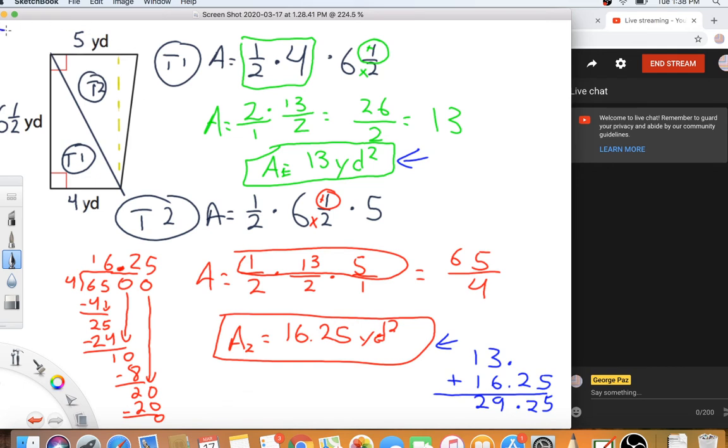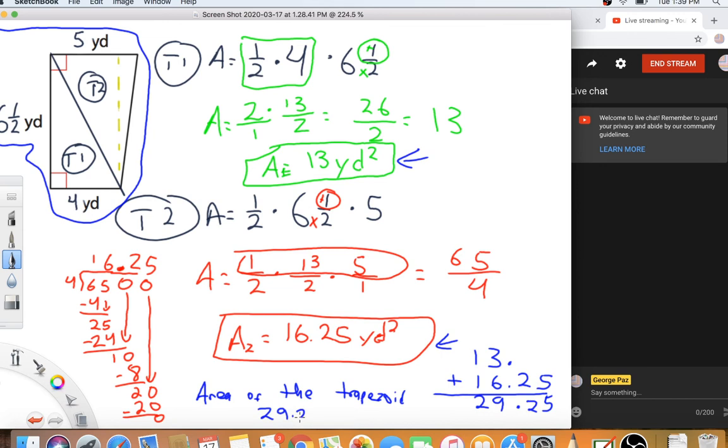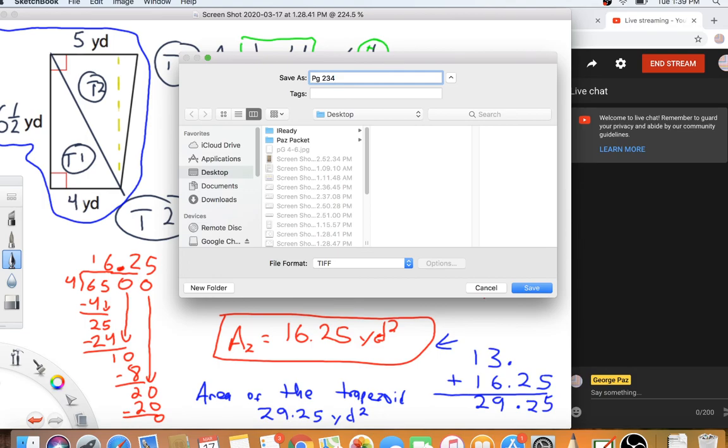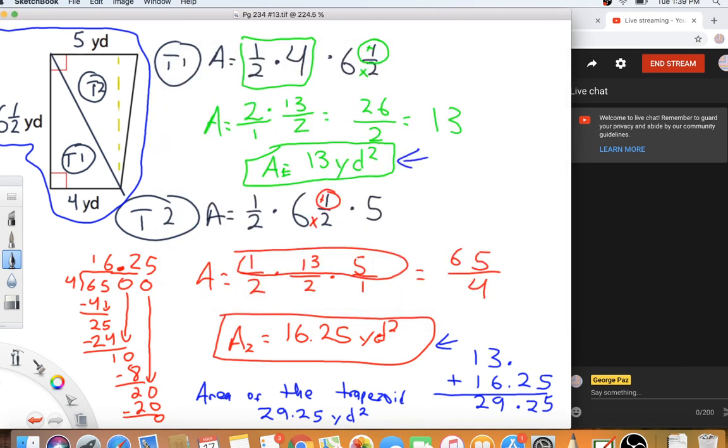That means that the area of this whole trapezoid is 29.25. So the area of the trapezoid, I know my writing is horrible, is 29.25 yards squared for that whole trapezoid. So let's go ahead and save that. That's page 234, example number 13.